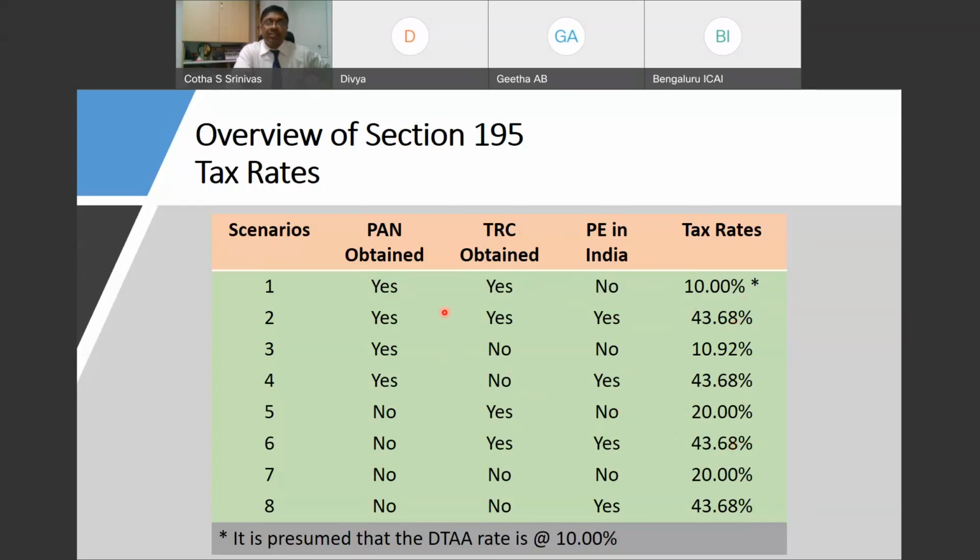So we have to analyze all these three things and then arrive at the rates. I think I'll leave it for you.